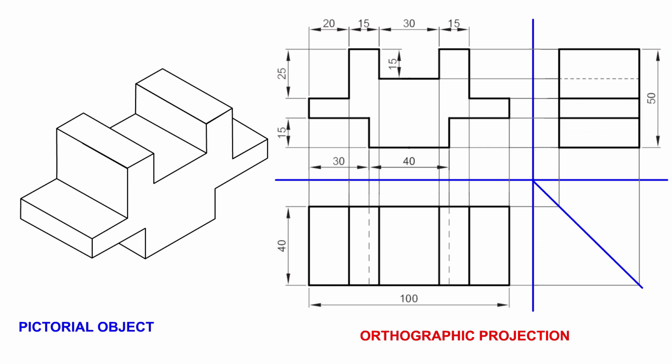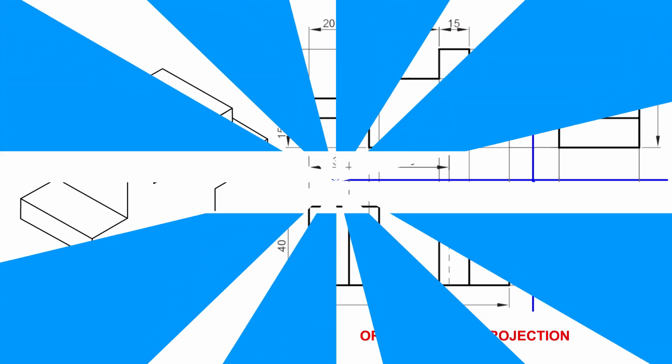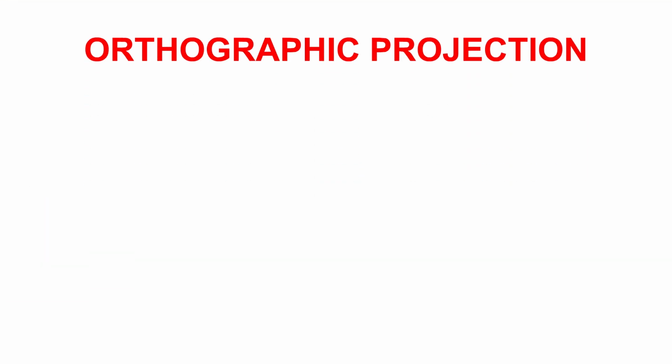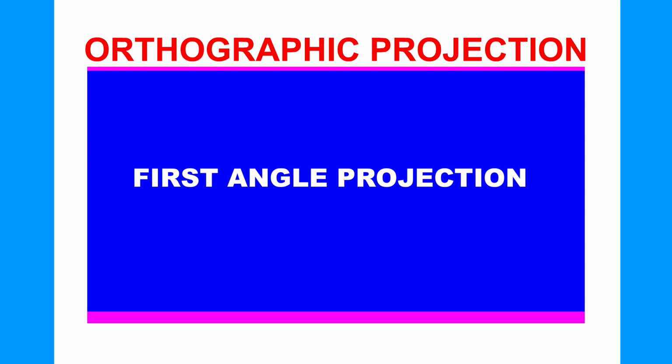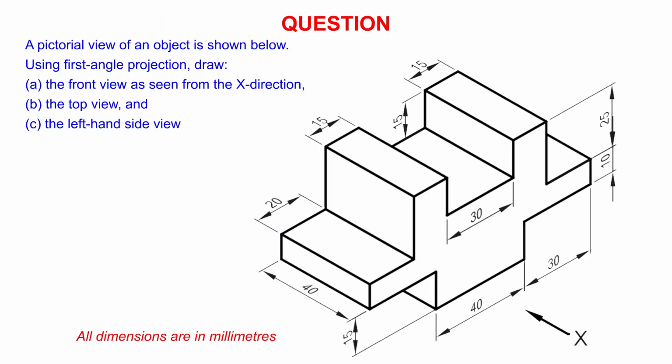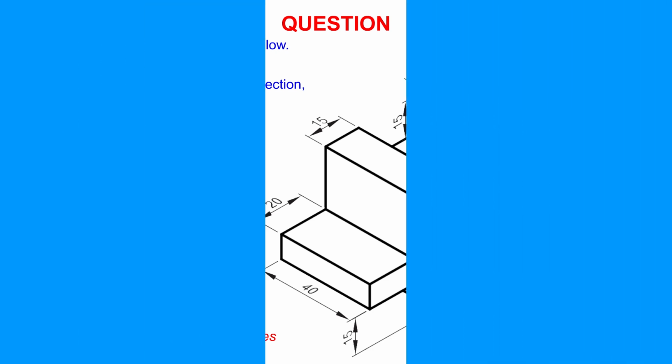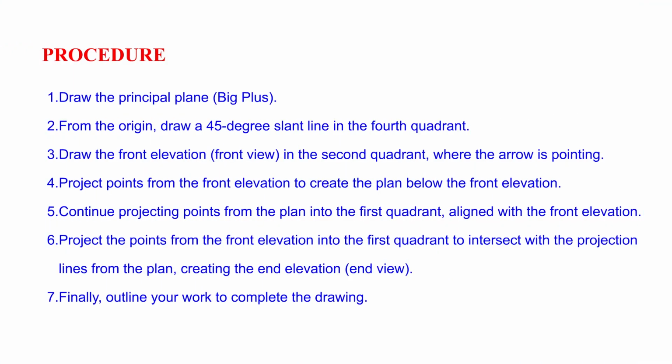Welcome to JOAT Academy. Today, we are going to learn orthographic projection. Specifically first angle projection. This is the question we are going to solve to help us understand first angle projection. These 7 procedures will guide us in understanding first angle projection.